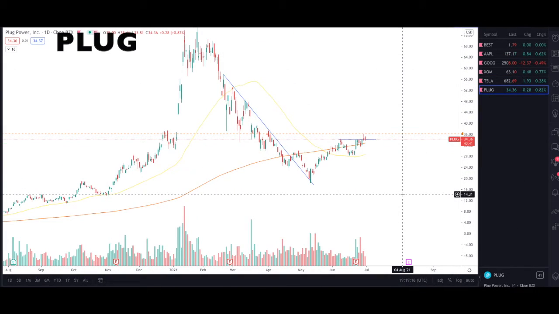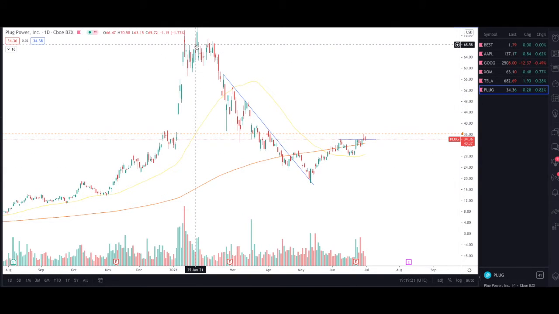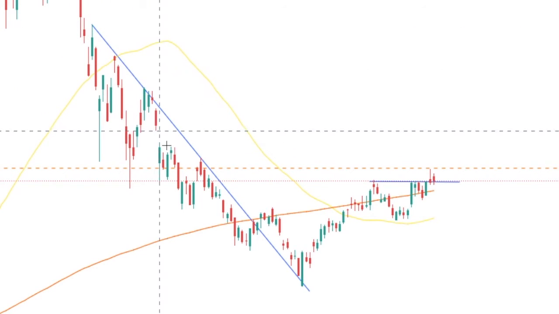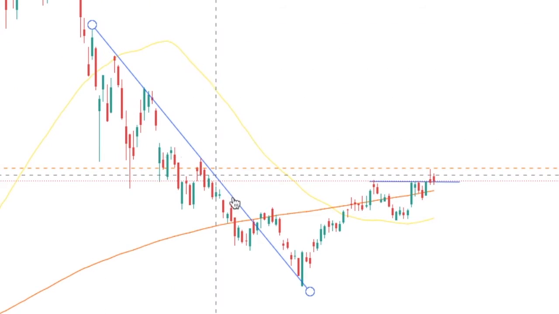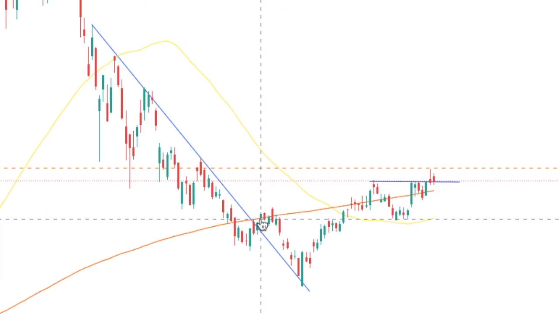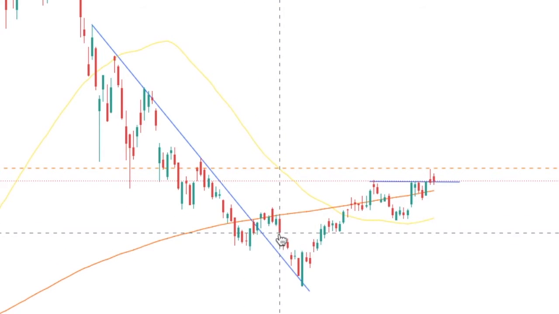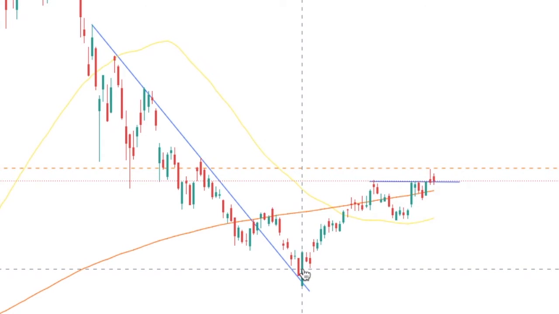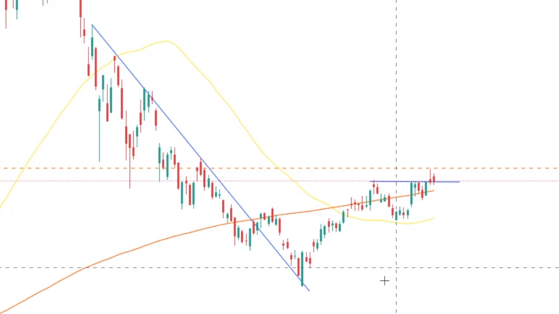Here we're looking at Plug Power. Plug had an amazing year, and then it fell hard, right? So it created a down-sloping trend line once it was falling. We drew a line in. As soon as we broke through the trend line, it came back down, and guess what? It got respected when it got hit, and that was the bottom.